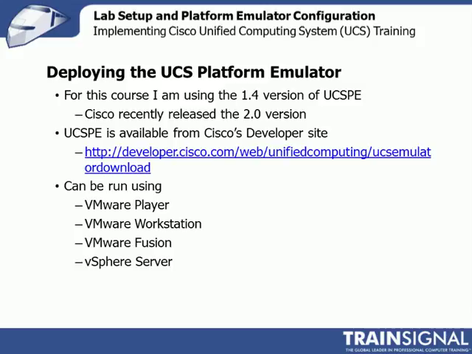The UCS PE is available from Cisco's developer site. Again, it's for Cisco dev testing, but you can go grab it. You need a CCO login. Those are easy. They don't cost anything. You don't need special access. You don't need a SmartNet contract for UCS or anything like that. Anybody can go and download PE.